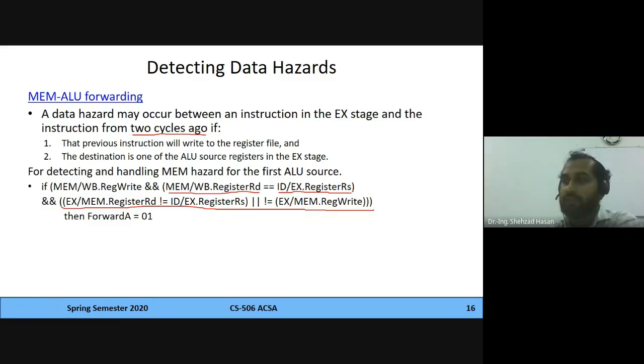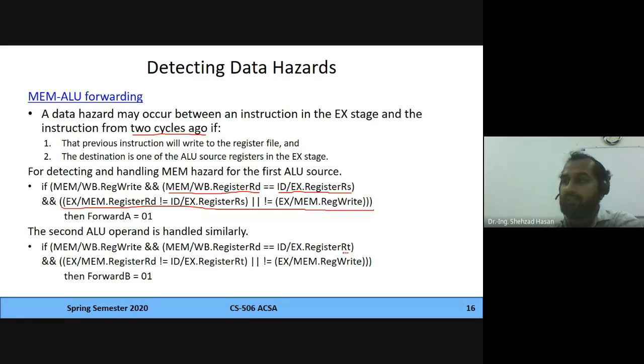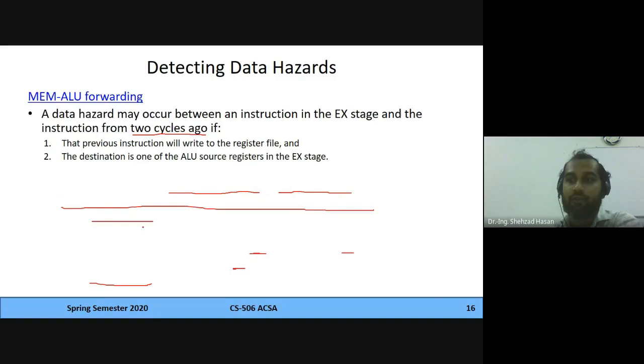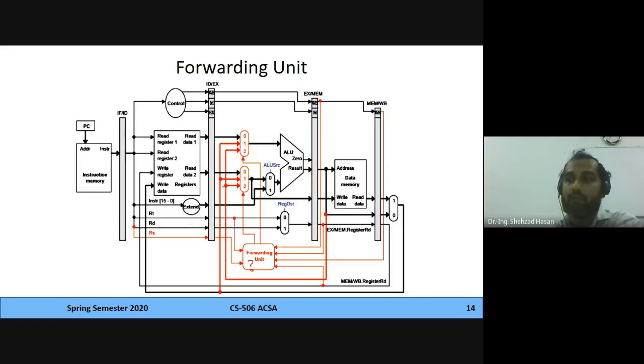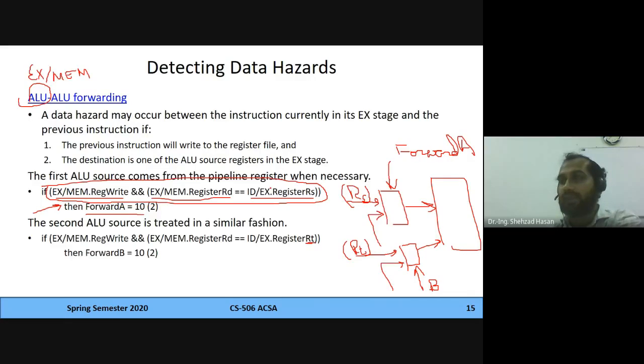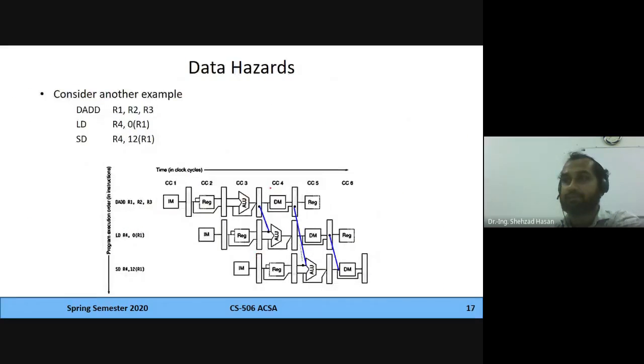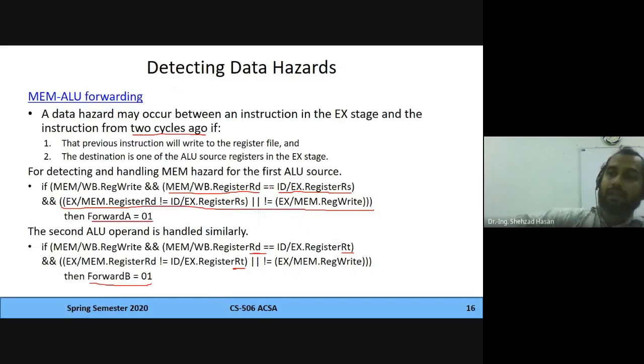So this was for the first input, and if you're talking about the second input, then instead of RS, we are matching RT with RD, and also the inverted form of RT in this case. Okay. And if this is the case, then in both these cases we are forwarding the 1 value, not the 2 value. Previously we were forwarding the 2 value over here. Now we are going to forward the 1 value, which is coming from the MEM/WB pipeline register back to the ALU. Okay, so this was about data hazards and the forwarding unit.